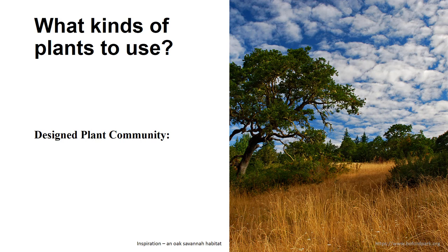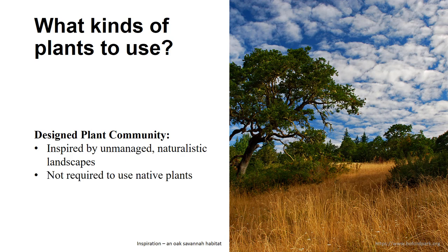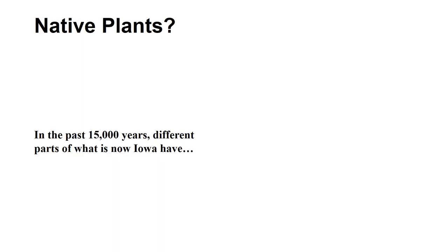So what kinds of plants should we use in a design plant community? Again, we can look at natural landscapes as inspiration and then figure out how we translate those into other design communities. So for example, we can be inspired by unmanaged or naturalistic landscapes, but we're not necessarily tied to the exact same plant palette, nor do we have to use native plants necessarily in these designs. We're going to observe what we see in these native landscapes and then translate them into what that means for our designed gardens.